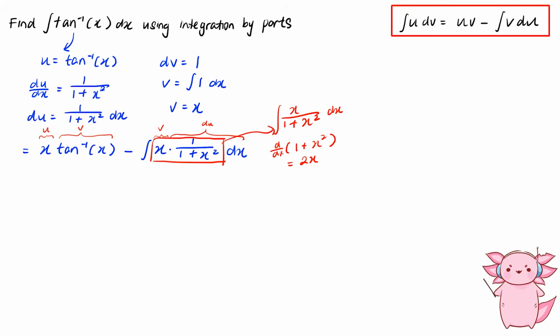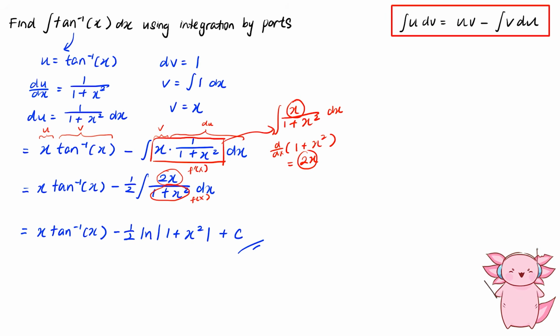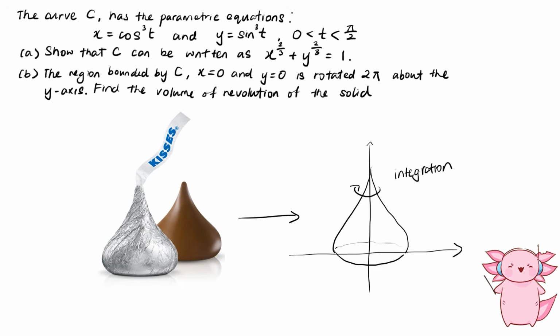Notice that when we differentiate 1 plus x squared, we get 2x, which is very close to the numerator x, so we know that it's an f prime x over fx form. So we just multiply by 2 and a half, which cancel each other out, and we can get our final ln integral like this. Have you ever wanted to create a Hershey's Kiss using integration? Well, we're going to do that in this question.